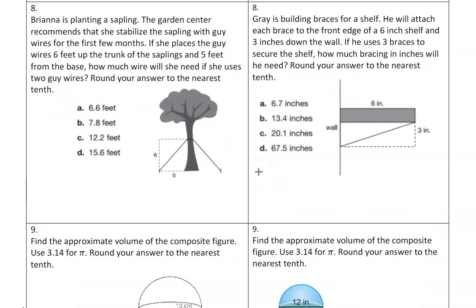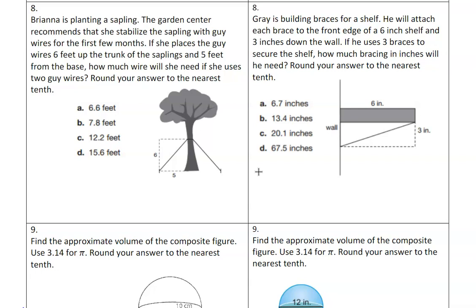All right, so on number 8, it says Brianna is planting a sapling. The garden center recommends that she stabilizes the sapling with 2 guy wires for the first few months. Now, guy wires are just things that attach to a point on like a pole or something like that, and then attach to the ground to help stabilize it. So it says, if she places the guy wires 6 feet up the trunk of the sapling and 5 feet from the base, how much wire would she need if she uses 2 guy wires? So they ask us to round to the nearest tenth.